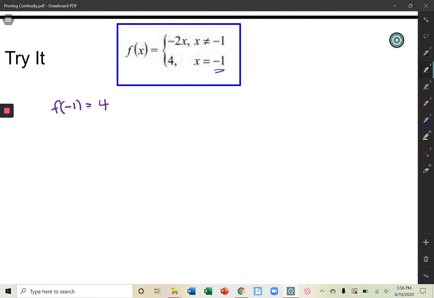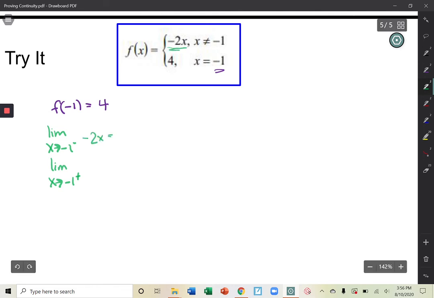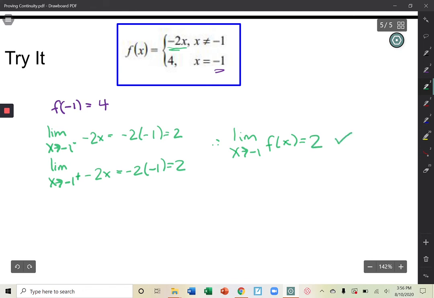Okay, next piece is the limit. So I want to figure out the limit as x approaches -1 from the left-hand side, and the limit as x approaches -1 from the right-hand side. So in each of these cases, it's the same function. It's this guy right here. So I'm going to do -2x equals -2 times -1, which is 2. And from the right-hand side, still -2x. So -2 times -1 equals 2. Therefore, since they are the same, the limit as x tends to -1 of f of x is going to be equal to 2.